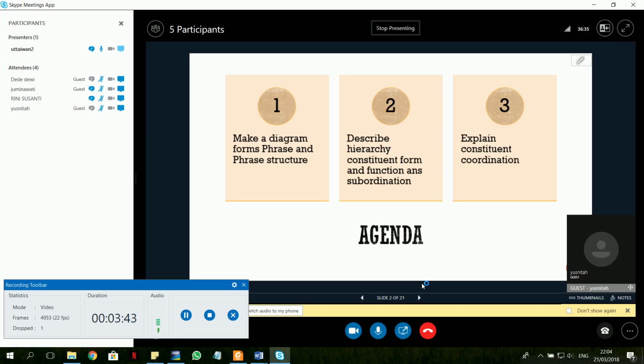And this is our agenda. First, make a diagram form of phrase and phrase structure. And the second one, we will describe hierarchy constituent, form, and function in subordination. And the last one, we will explain about constituent coordination.